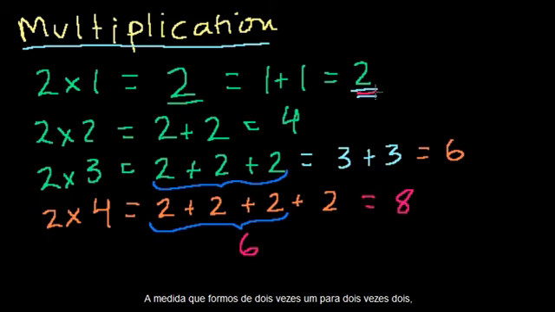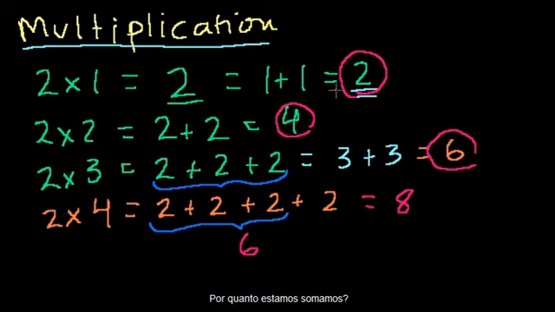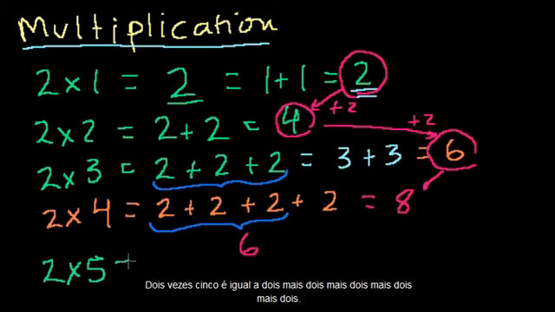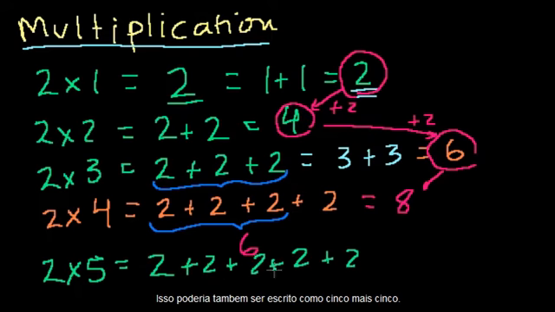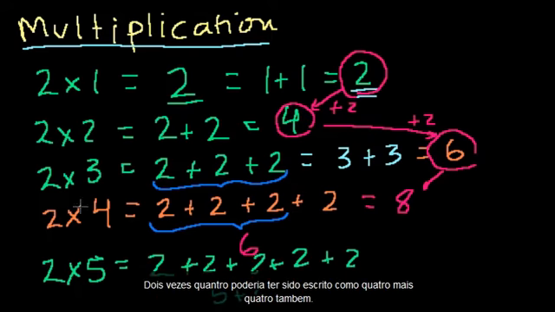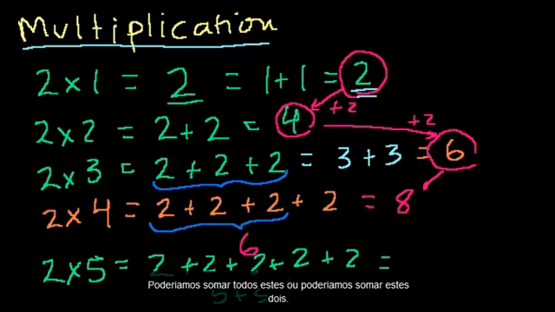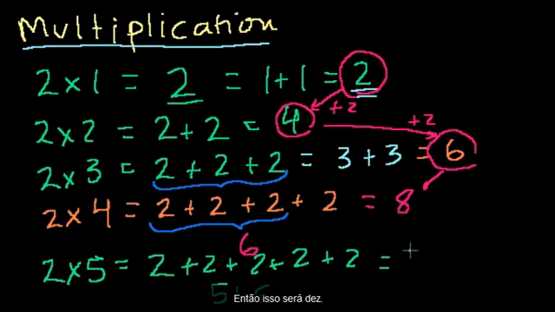And you should hopefully see that pattern. As we go from 2 times 1 to 2 times 2, to 2 times 3, how much are we going up by? From 2 to 4, we're going plus 2. From 4 to 6, plus 2. And from 6 to 8, plus 2. So you could figure out what 2 times 5 is, even without doing the addition. 2 times 5 is equal to 2 plus 2 plus 2 plus 2 plus 2. It could also be written as 5 plus 5. 2 times 4 could have been written as 4 plus 4 as well. Now what's that equal to? We could add all of these up, or we could just say it's going to be 2 more than 2 times 4. So it's going to be 10.